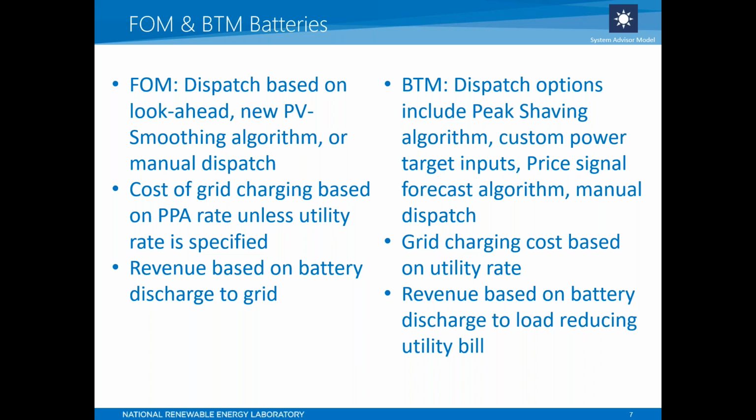For behind the meter batteries, the dispatch options include a peak shaving algorithm aiming to reduce the demand peaks throughout the year, custom power target inputs defined by the user for hourly battery targets, a price signal forecast algorithm that Brian will talk about in some more detail, and again, a manual dispatch option as well. The grid charging for behind the meter batteries will be based on the utility rate definition specified by the user, whatever utility rate is for your model project. And the revenue for behind the meter batteries is based on battery discharge to the load, thus reducing your overall utility bill.